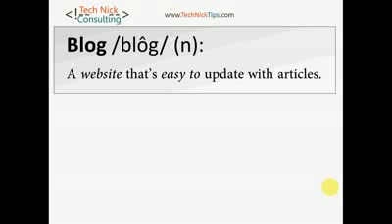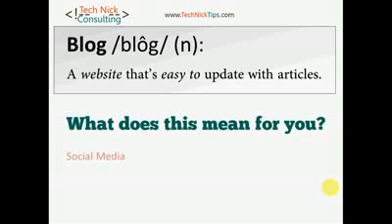So a blog is simply a website that's easy to update with articles. That's all it really is. It's just a way that you can keep your site updated and that you can write content that's valuable to your customers. What that means to you is that it makes it really great for social media. People want to know on social media not just who you are, but what's new. What are you thinking about? What are you writing about? What's important for them to know that you're providing them?